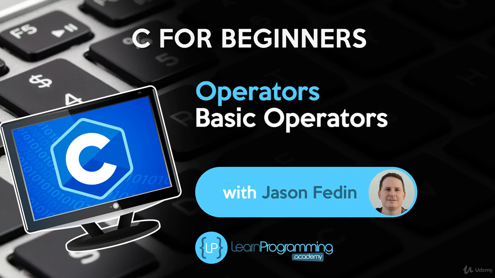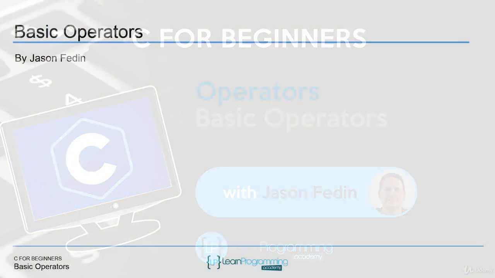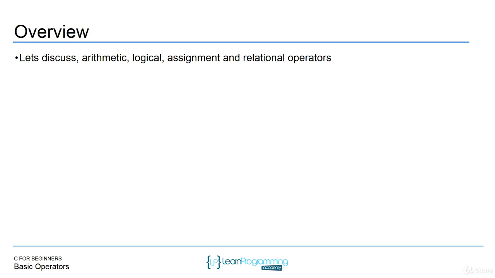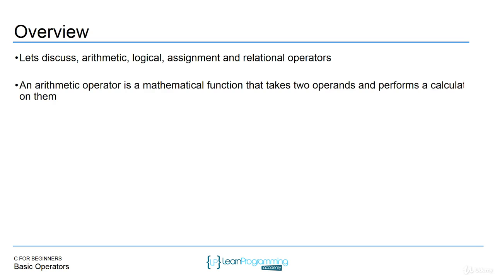Hello, welcome back. In this lecture, we're going to discuss some of the basic operators supported by the C programming language. Operators, again, are just special symbols for functions; you're performing some kind of operation. We're going to discuss four different types of operators in this lecture: the arithmetic, logical, assignment, and relational operators. Then we're going to discuss the bitwise operators in another lecture, and a couple other special operators that don't really look like they'd be an operator, but they are: the sizeof operator and the casting operator.